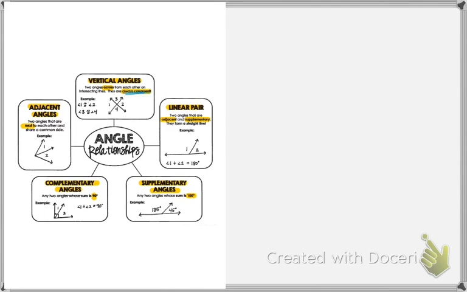Always. So if you have two intersecting lines, this angle and this guy will always be the same, no matter what, which means that this angle right here is going to be the same as this angle right here. Always. Do not forget that.